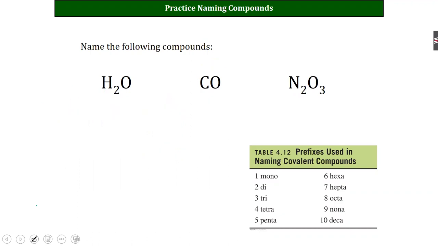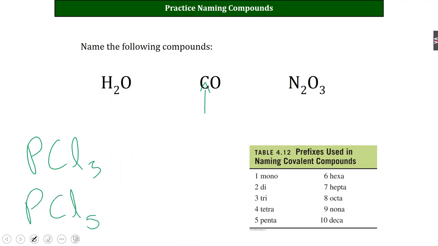In general, we assume whatever the first element is, we only have one of it, unless we specify otherwise. So the example we did a few minutes ago, phosphorus trichloride and phosphorus pentachloride. We don't specify monophosphorus trichloride. It's usually redundant. So we just say phosphorus trichloride, and you only use these prefixes on the first element if you have more than one.